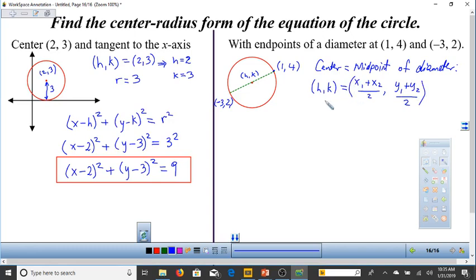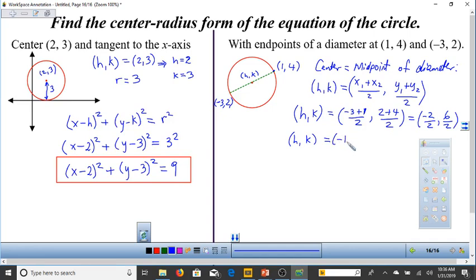And then we can just plug in the particular values. h and k equal -3 plus 2 plus 1 divided by 2, comma, 2 plus 4 divided by 2. And that will give us -2 over 2 and 6 over 2. So the center of the circle, HK, would have coordinates -1 and +3. That would be H and that would be K.